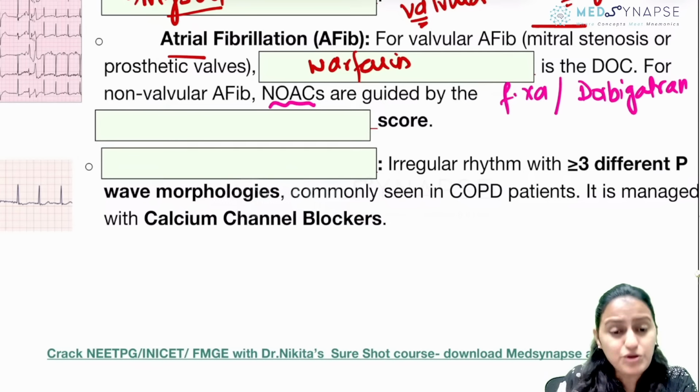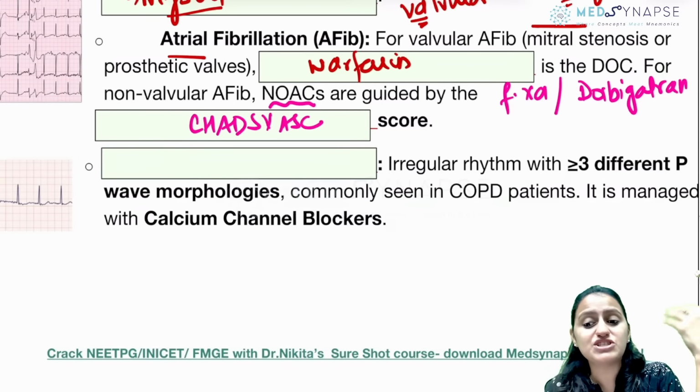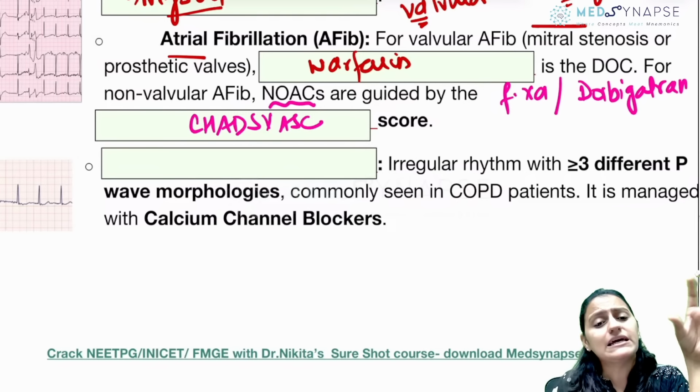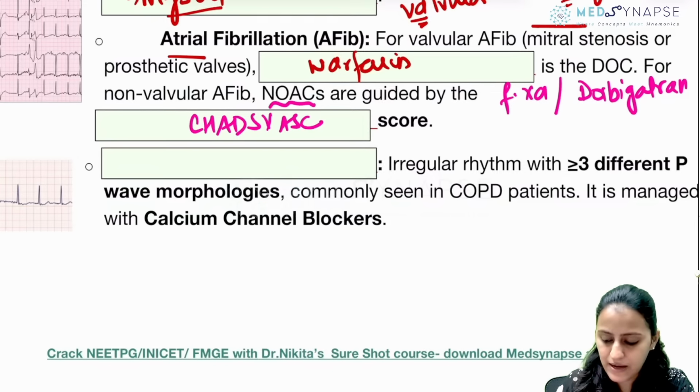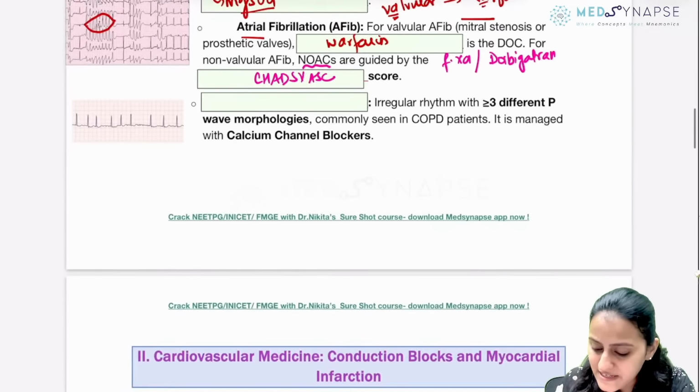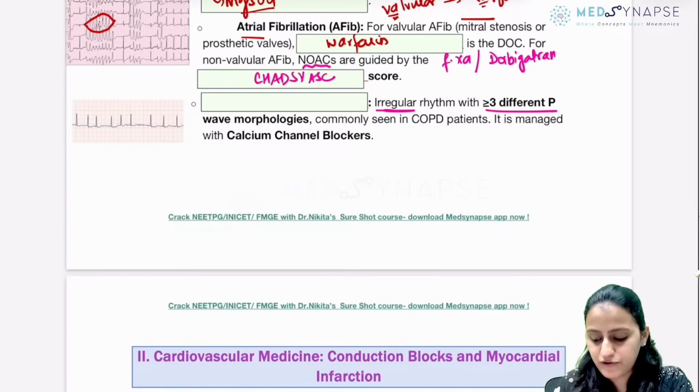So, what score do you use to assess कि anticoagulant देना है कि नहीं? Remember, you have this CHA2DS2-VASc score. Okay, that is CHA2DS2-VASc score, which is used in atrial fibrillation to assess the risk of stroke and hence the need for anticoagulant.